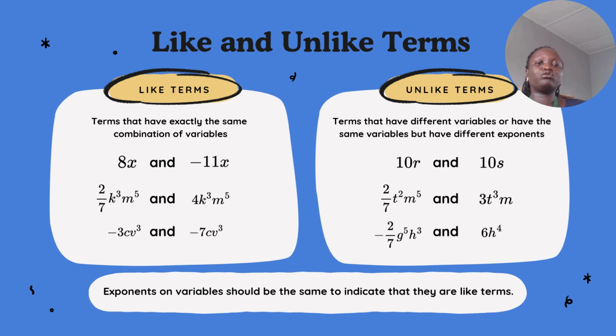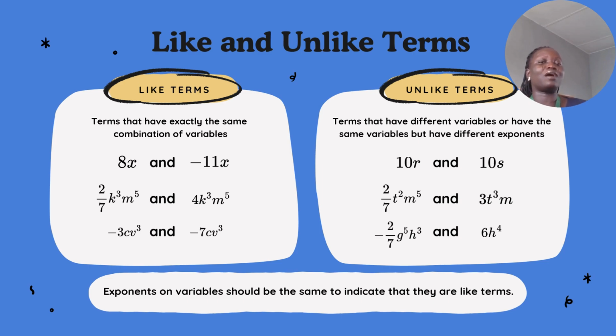Example 2, we have 2 over 7 t squared m to the power of 5 and 3t cubed m. You can see the t on the first one has a square and on the second one has a cube. The m on the first one has the power of 5, on the second one it has the power of 1. So they are not the same, they are unlike terms.